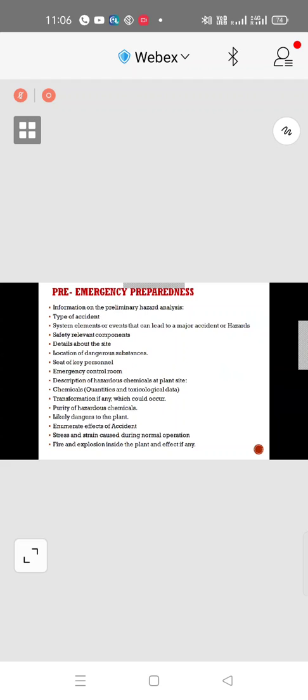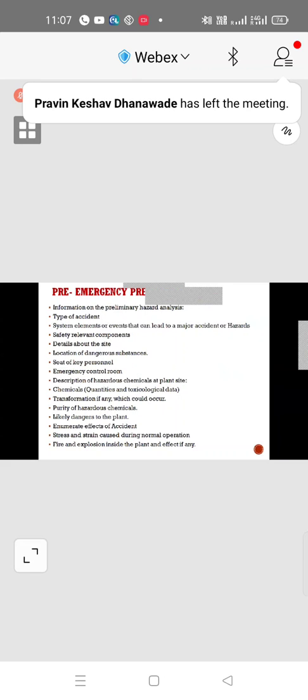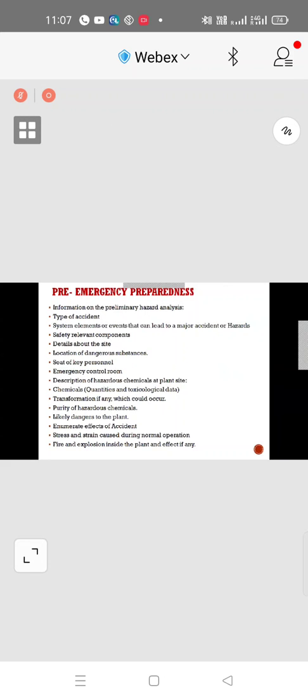Then the location of the dangerous substances, and the seat of the key persons. Under emergency conditions, communication numbers, names, designations, etc. have to be well documented. Emergency control room: under emergency conditions, where the control room has to be developed, who will be sitting there, how they have to respond, how many telephone numbers, etc. Proper documentation has to be made. The relevant components we have observed will be considered. Then description of hazardous chemicals at the plant site.